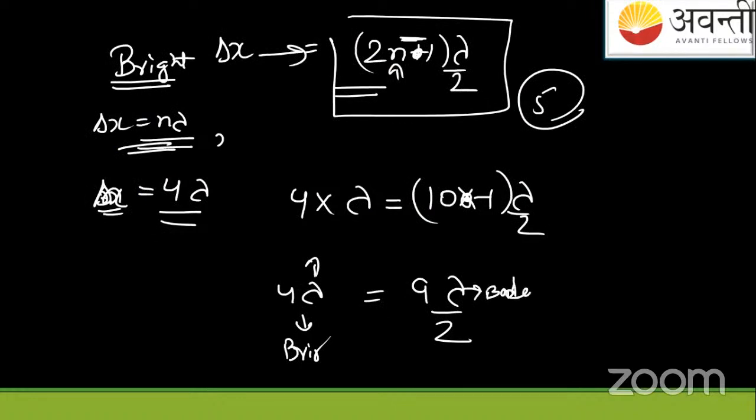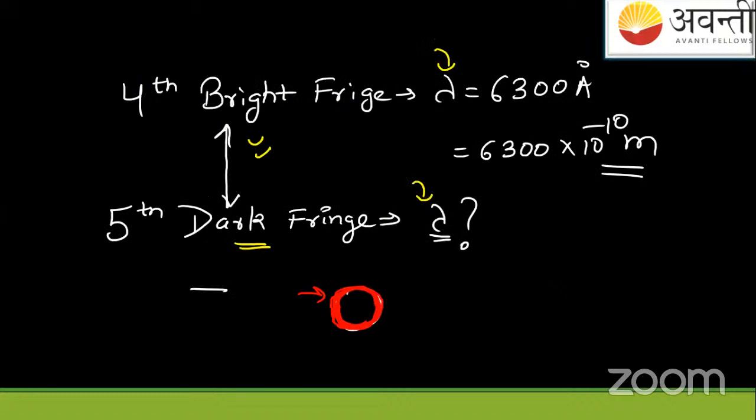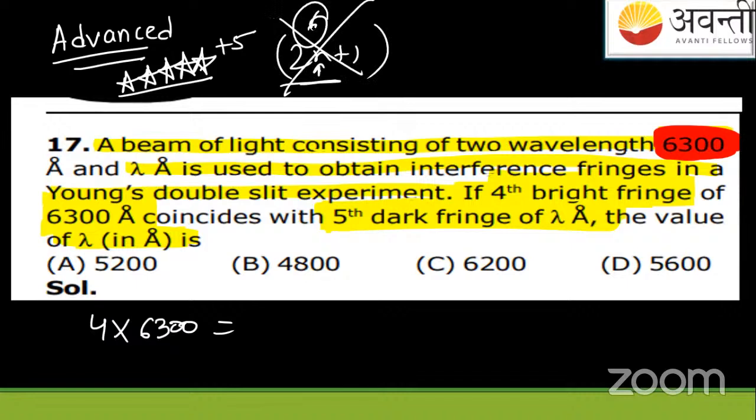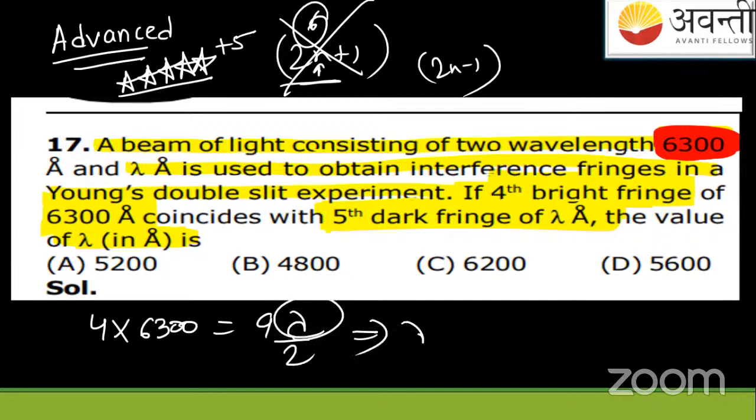Put the values. Okay, so let us see the combination there. The combination is this: 4 into lambda of the bright. Lambda bright is 6300. And next is 2n minus 1. N is what? Directly you can put fifth, that is, the fifth dark fringe you will get. But in the other formula, if you want the fifth dark fringe, you have to put n equals 6. Otherwise, you will not get it. So we'll use 2n minus 1, and 5 means 10 minus 1, 9, lambda by 2. Lambda I need to find. So your answer will come out to be, if you solve it, this will give you the answer.